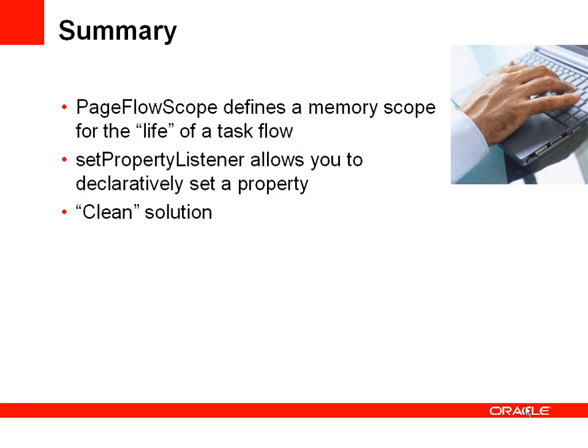So to summarize, your page flow scope can be used to define a memory scope variable which can be used for the life of the task flow and can be accessed from the various activities within that task flow. You can use something called a set property listener, which allows you to set up declaratively the copying of a value from one field, from one of your UI components for example, to this memory scope variable. And this provides a very clean solution where you're being very clear in what data you're setting up to be consumed by other consumers within the task flow.